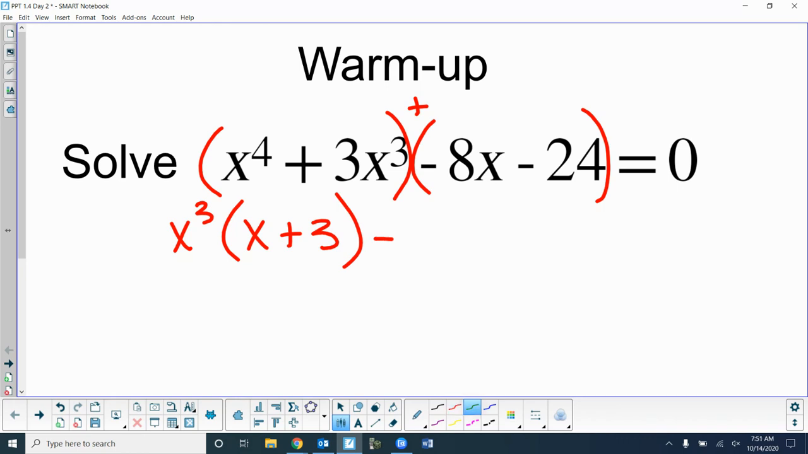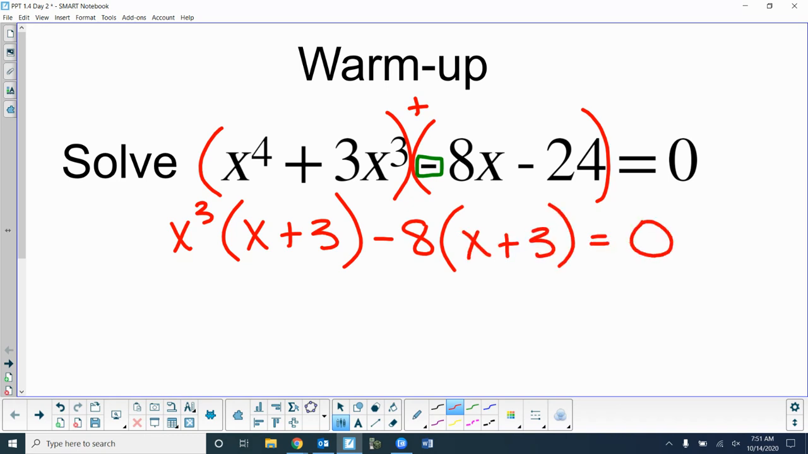Okay, if that's there, even though they're both negative this time, but sometimes that's a positive, you still pull that negative out. That's important. And 8 goes into both of those. And then you get x plus 3 again. So you got this x plus 3, and then the x cubed minus 8.